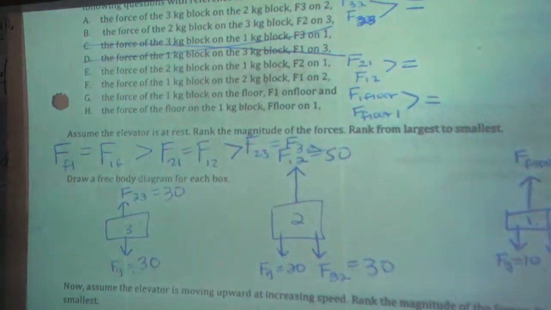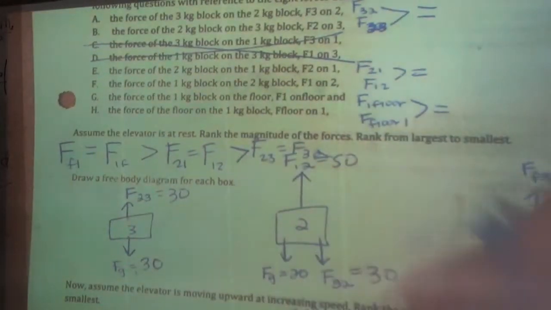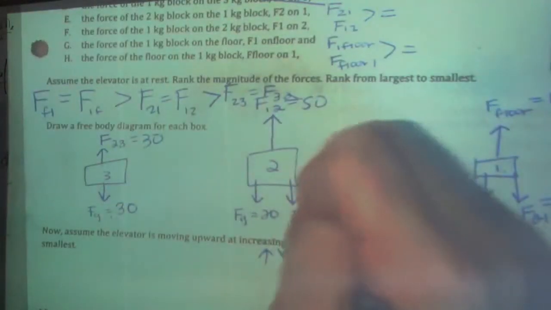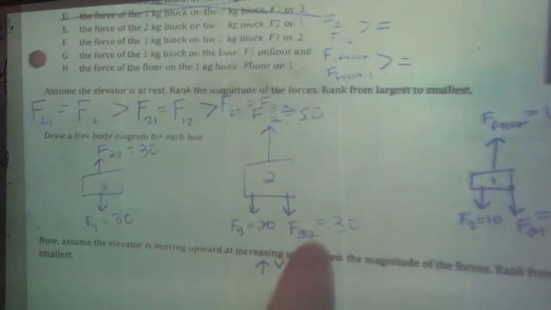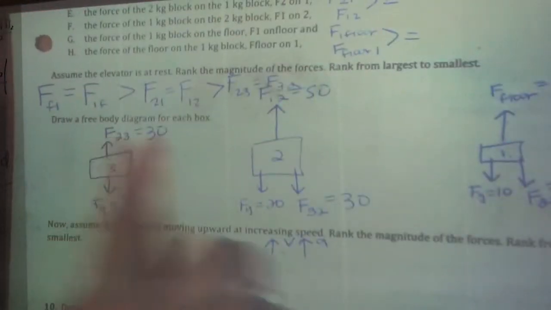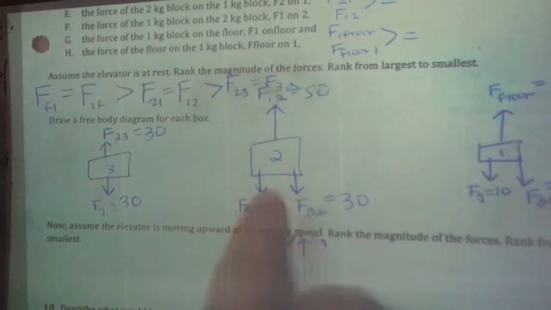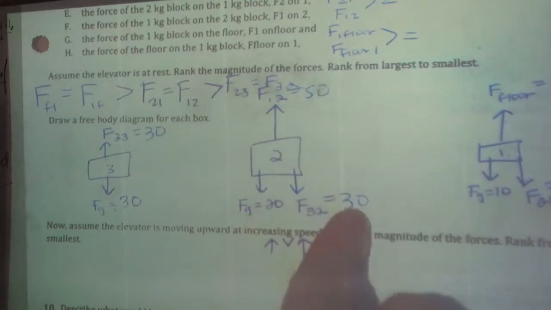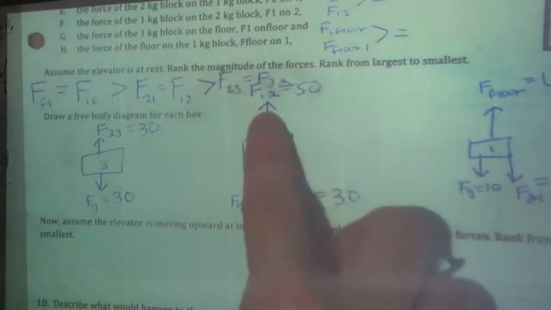Now if we assume the elevator is moving upwards at an increasing speed, so that would be moving up, velocity up. Increasing speed means acceleration is in the same direction, so that would be an acceleration up. If there's an acceleration up, this is not 30 newtons anymore. It's more than 30 newtons. And then these 2, whatever they are, because this is now more than 30, they have to add up. This one will be even more than that. And then this, of course, is bigger because that force is bigger.